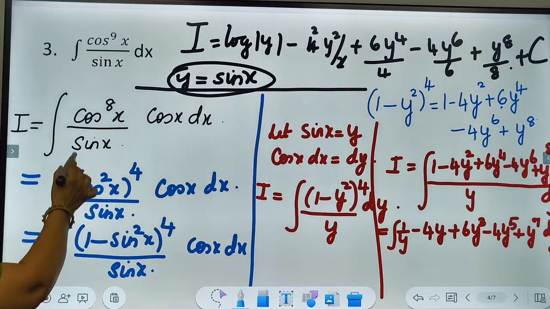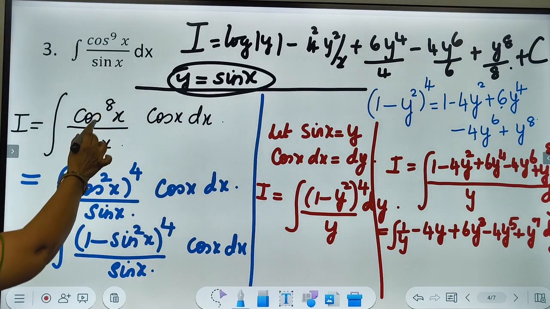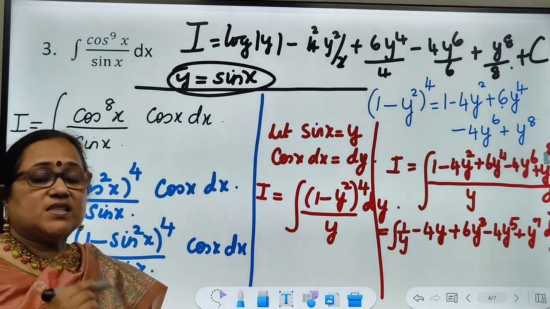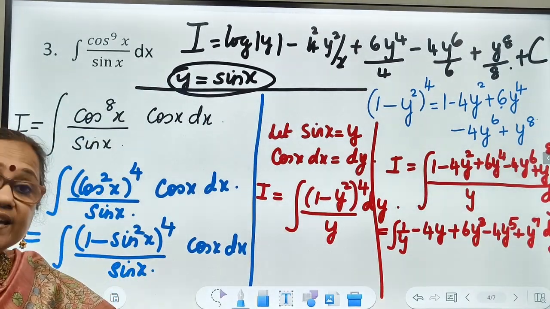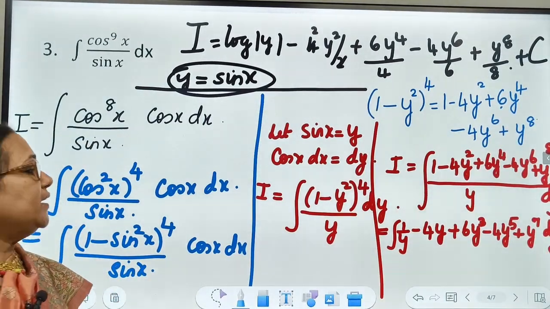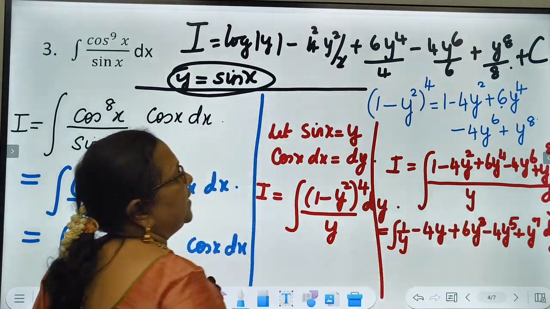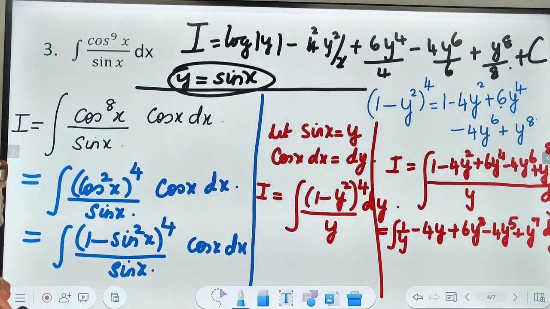So we have written cos power 8x as cos square x the whole power 4 into cos x, written cos square x as 1 minus sin square x, taken sin x as y, expanded 1 minus y square the whole power 4, then integrated it term by term. Is it clear?